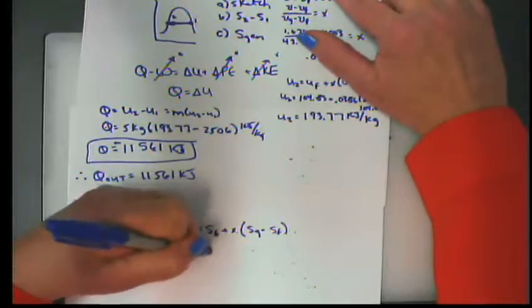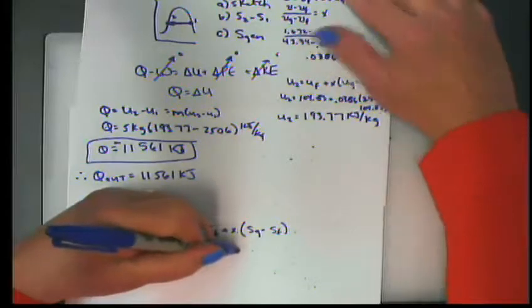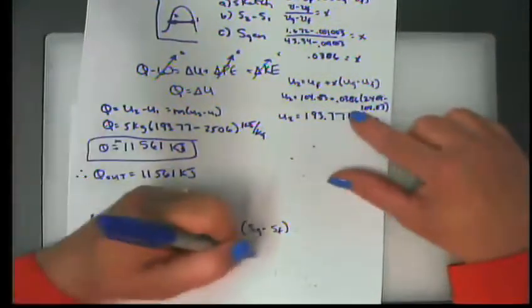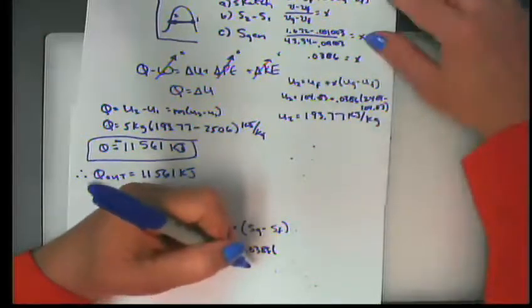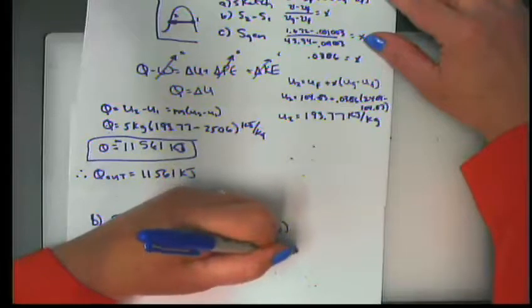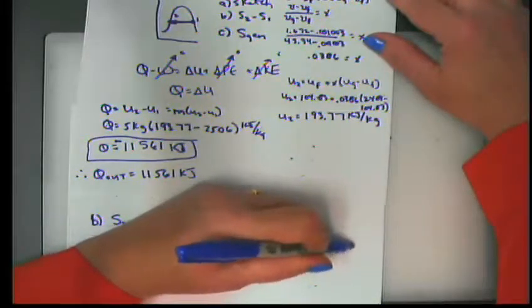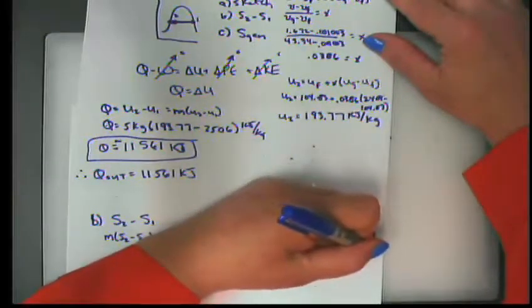So here is 0.3672 plus my X value, 0.0386, times S sub G, 8.5567, minus S sub F, 0.3672. And those units are going to be kilojoules per kilogram degree Kelvin.